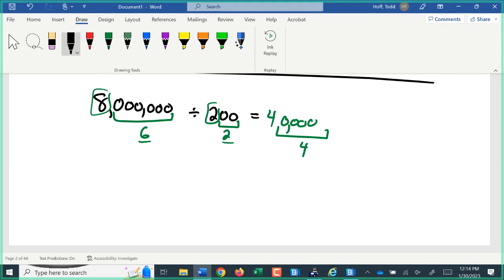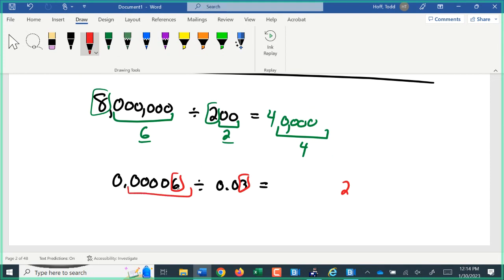Our similar pattern for decimals would be 0.00006 divided by 0.03. Well, again, we have the trailing digit now, not a leading digit, but we divide 6 divided by 3, of course, is 2. And the number of decimal places now is what we count instead of the number of zeros. Here we have 5 decimal places. Here we have 2. 5 minus 2 gives us 3. We're going to need 3 decimal places here. We have 1, 2, 3. 0.002 is that result.